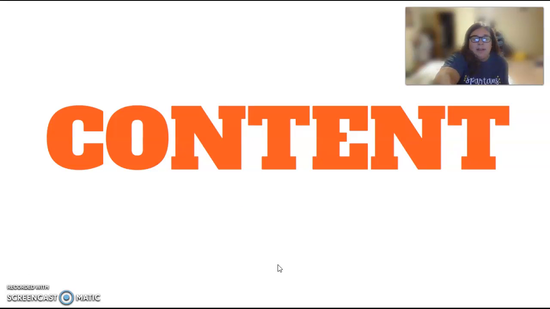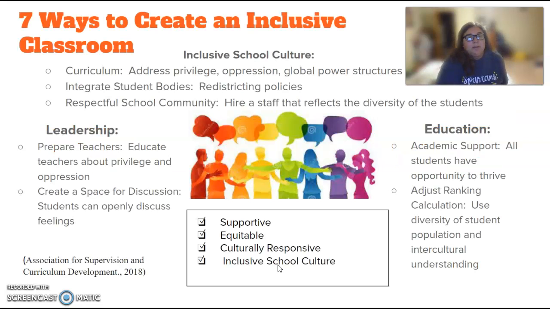The content that I covered in this modular, the first one, was the article about 7 ways to create an inclusive classroom. In an inclusive school culture, they said that the curriculum should address privilege and oppression, global power structures, and racism. We need to integrate student bodies by redistricting policies, be a respectful school community, and hire a staff that reflects the diversity of our students. Regarding education, we need to have academic support for all. All students have to thrive.